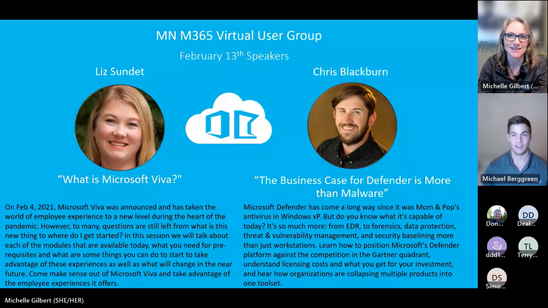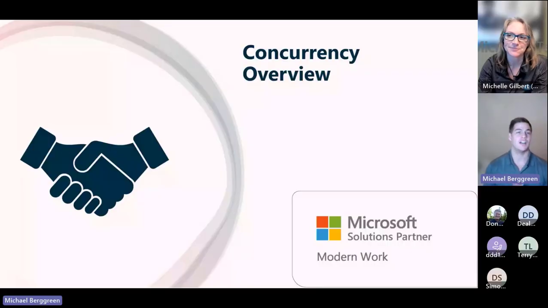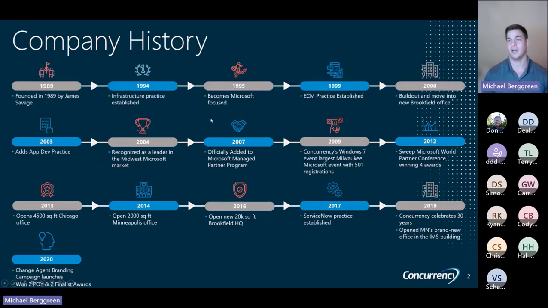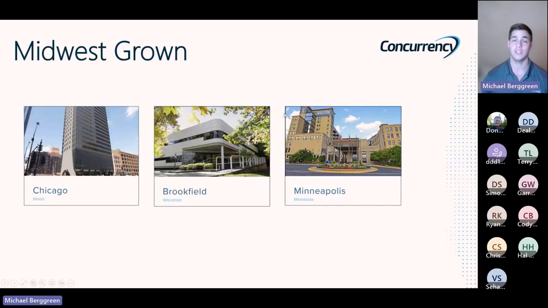All right, so just to get us kicked off, I'm Michael Bergering, an account executive on the Concurrency team. I'm here to give you a high-level overview of Concurrency, share who we are and how we are helping our customers transform and leverage their technology. To get us started, a little bit of the history. We've been around for 30 years as a Microsoft solution integrator. As you can see in the story here, the first 20 years were really figuring out where our strengths are and doubling down on that. Then after 2013, we opened up branches in 3 different areas: Chicago, Brookfield, and Minneapolis.